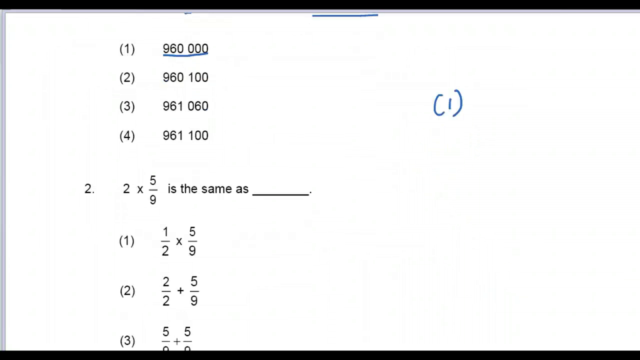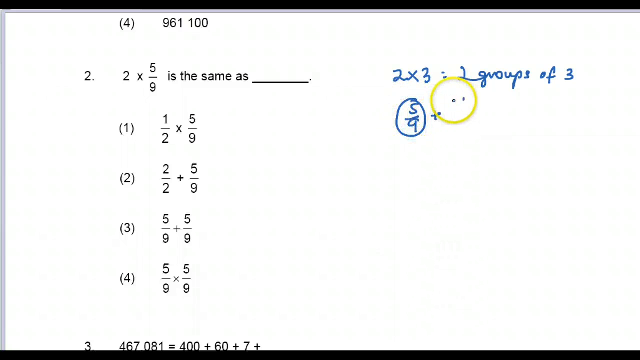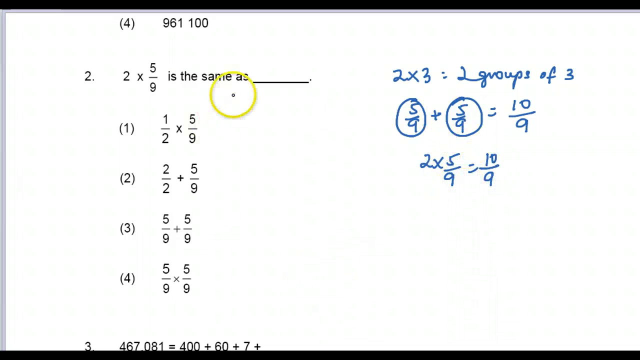Question 2. 2 times 59 is the same as 2 groups of 59, just as 2 times 3 is 2 groups of 3. So I have 59 plus another 59, which is 118. Now 2 times 59 would also be 118. So from here, I know that my possible answer would be option 3, 59 plus 59. So option 3 is my answer.